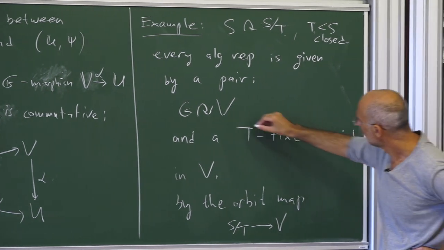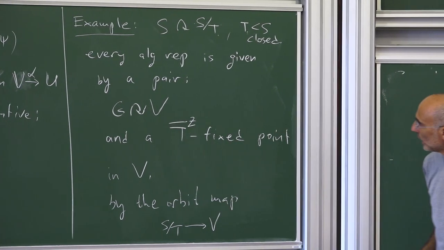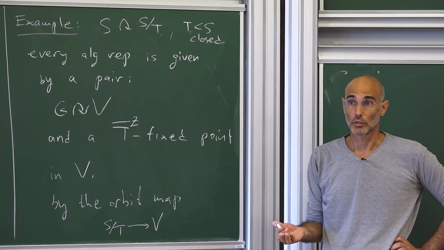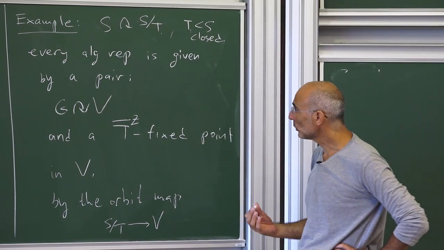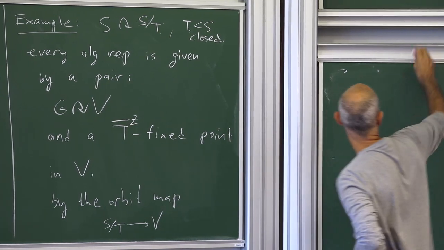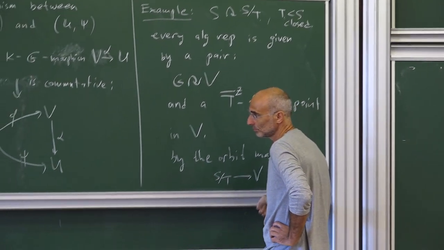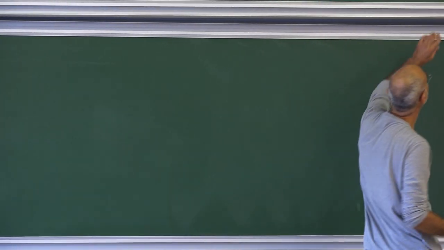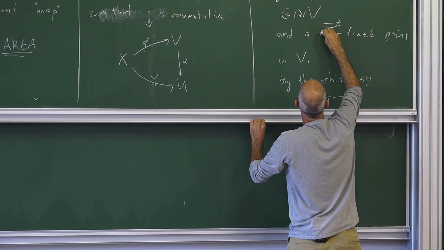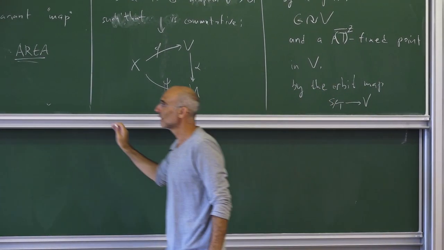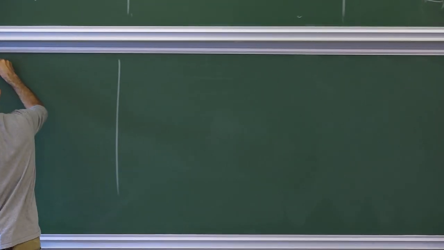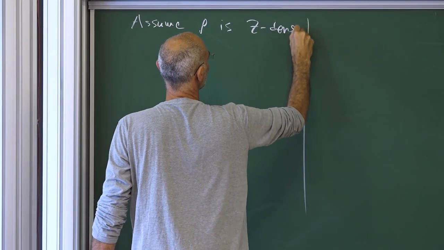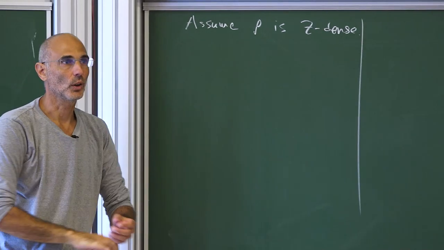I want you to notice that in fact, if a point is fixed under T, then it is fixed under the Zariski closure of T. So in fact, what we get, now I'll assume, O of T, yes. Okay, so I was just about to write an assumption. Now assume rho is Zariski dense. By this I mean that the image of S under rho is Zariski dense.